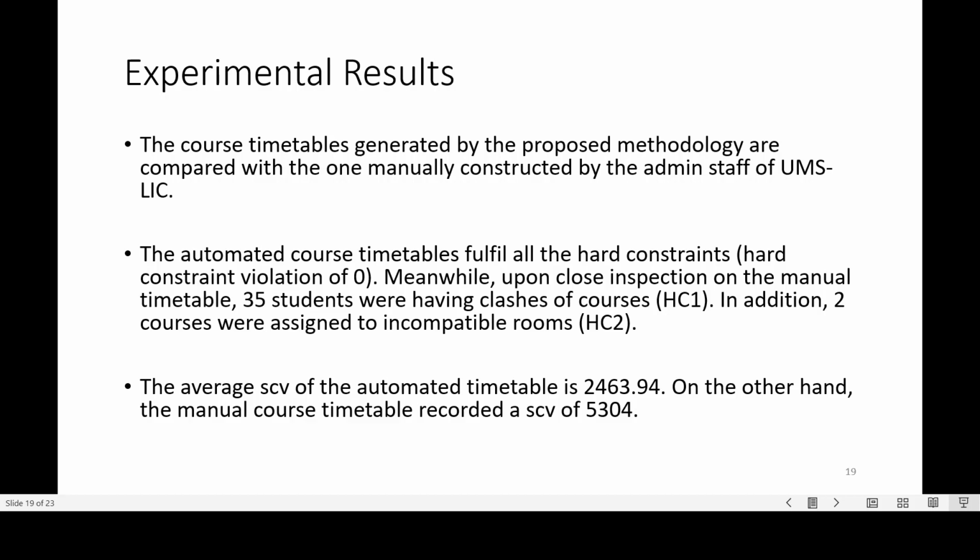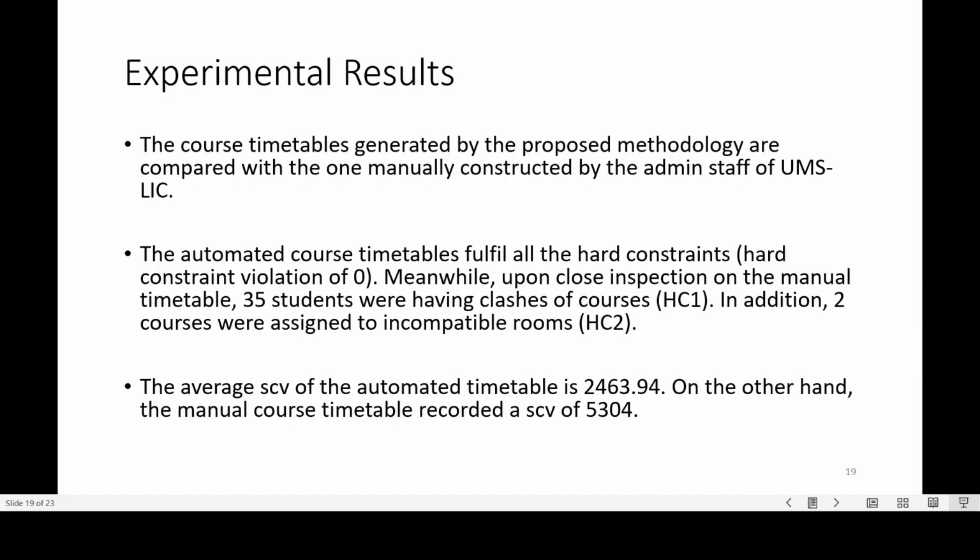The cost timetables generated by the proposed methodologies are compared with the one manually constructed by the admin staff of UMS-LIC. The automated cost timetables fulfill all the hard constraints. Meanwhile, upon close inspection of the manual timetable, 35 students were having clashes of courses. In addition, 2 courses were assigned to incompatible rooms.